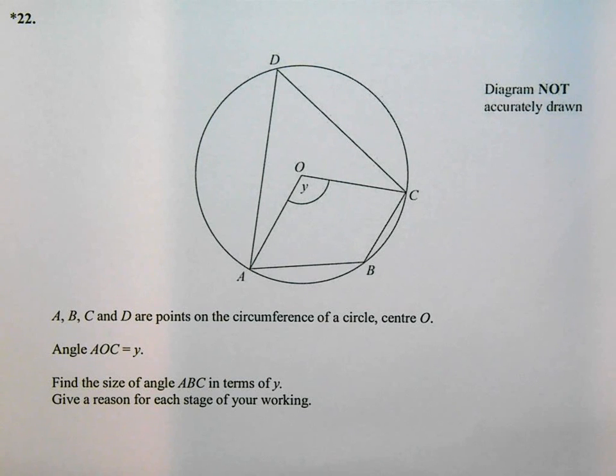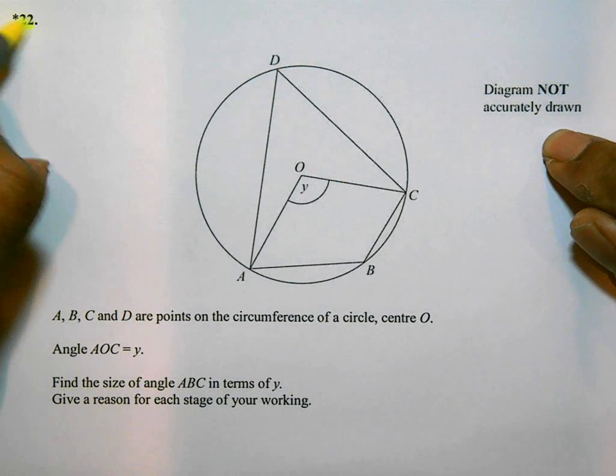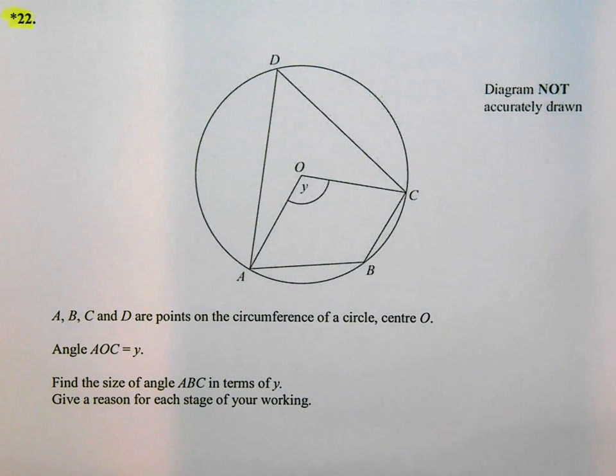This is question number 22 on the November 2012 higher non-calculator paper. The first thing I notice about this question is that there's a star next to the question number. That means that there's some marks for quality of written communication, and I have to write my answer as a sentence or make sure I state everything that I do.